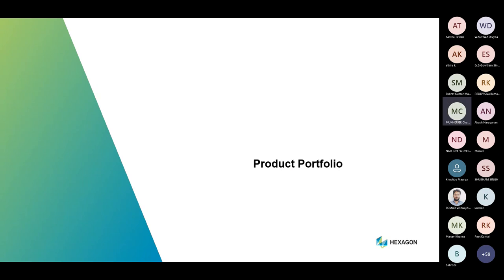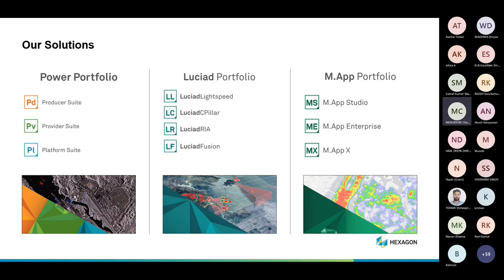Now we'll be talking about our portfolio. Our portfolio is broadly categorized vertically into three sections: the power portfolio, Lucid portfolio, and MF portfolio. The power portfolio is again segmented into the producer suite, provider suite, and platform suite. Basically, these are the conventional software where process data can be produced or processed. When we talk about the Lucid portfolio, it basically provides the library to develop real-time situation awareness applications. It has a wide range of uses in the defense and aviation sectors, where a lot of dynamic data is coming in and action has to be taken at runtime. There, Lucid Lightspeed is there, C-pillars are there, RIA, there are fusions there. All of these come under the Lucid portfolio.